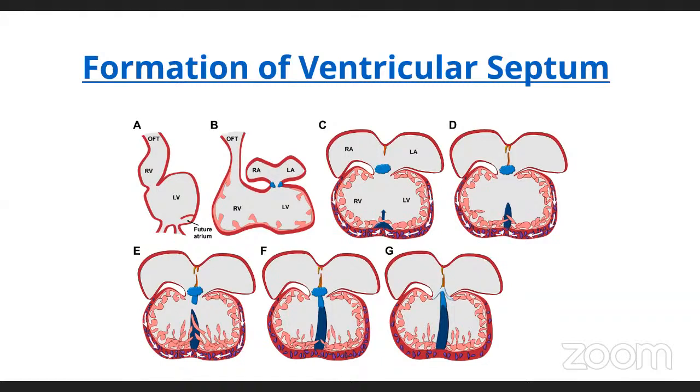So tissue moves downward and starts to fuse with this muscular portion, and this is called the membranous portion of the interventricular septum. Eventually, we will have a right ventricle and a left ventricle. Remember, the bulbus cordis makes two things: right ventricle and outflow tract. We will still talk about the other portion of the bulbus cordis, but our portion now is the right ventricle.